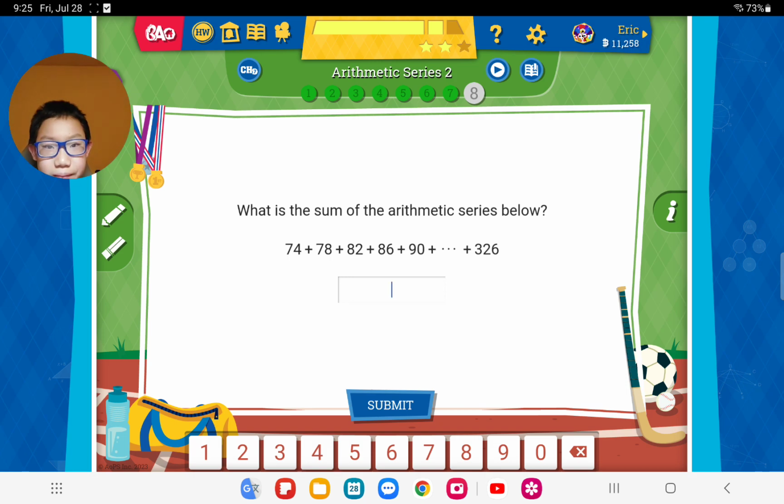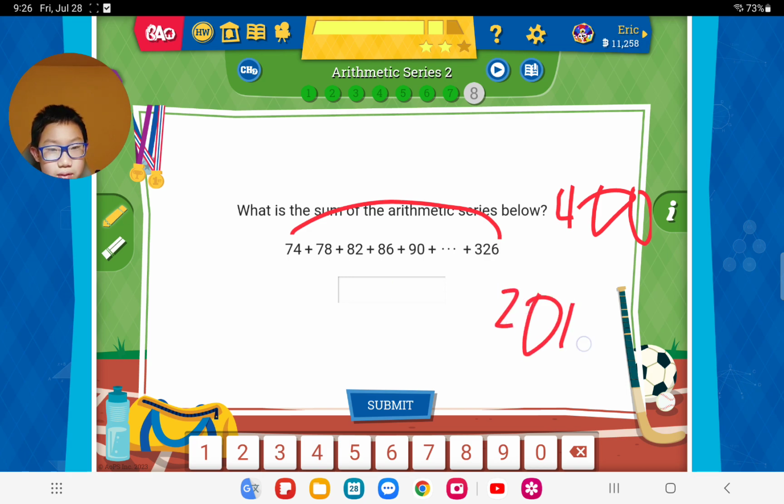What is the sum? So we just add both of them together, and I think it equals 400. Then we divide by 2, which equals 200. But how many numbers are in here? What's the difference? 4. So how many terms?